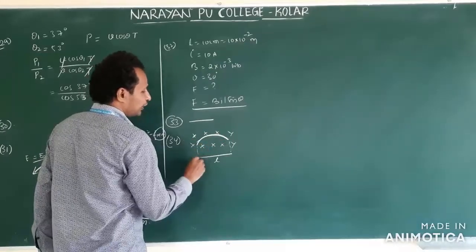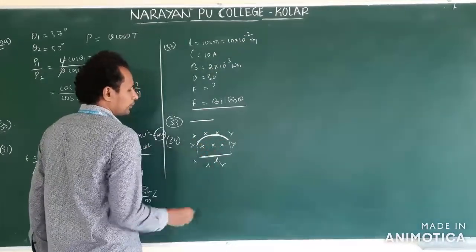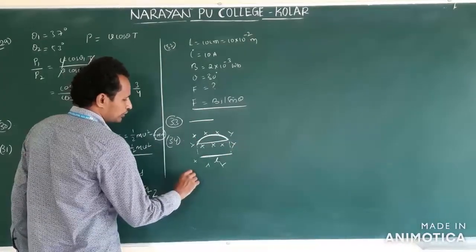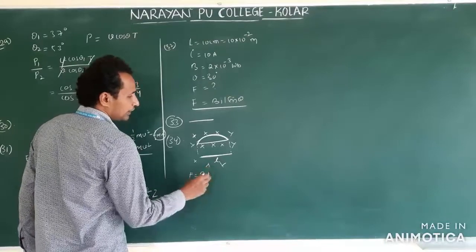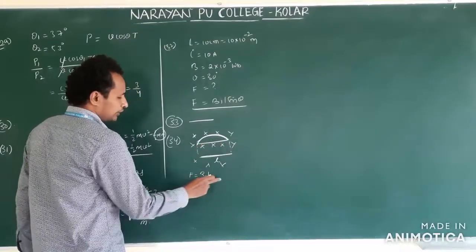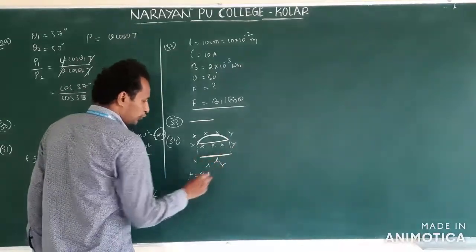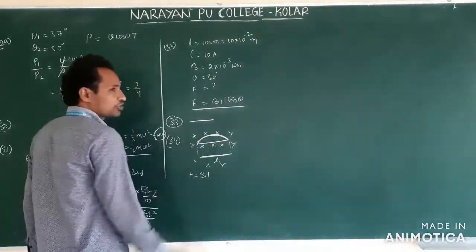We need to consider effective length. This is straight, no problem. For this, this is the effective length. So then, what is the force formula? F is equal to BIL sin theta. Perpendicular, so theta is 90, and sin 90 is 1. For this, the force is BIL, and for this also the force is BIL.